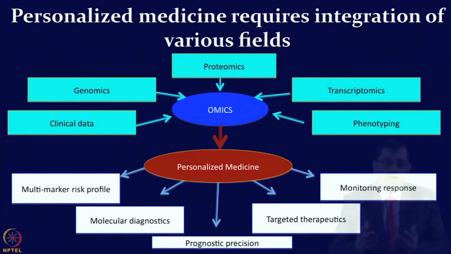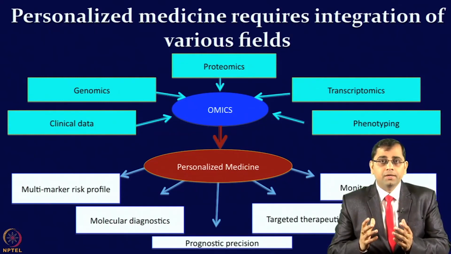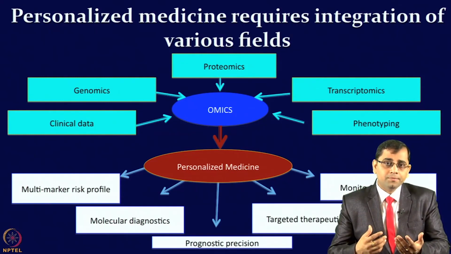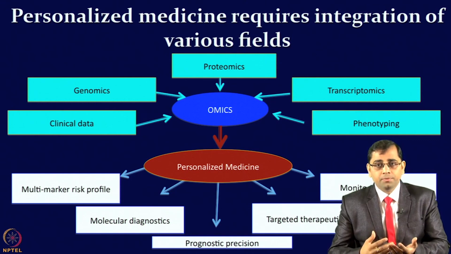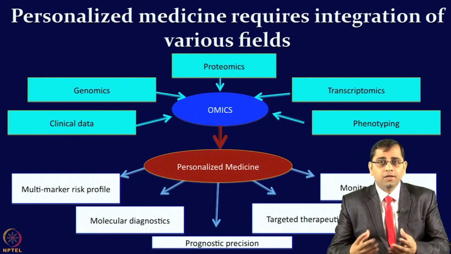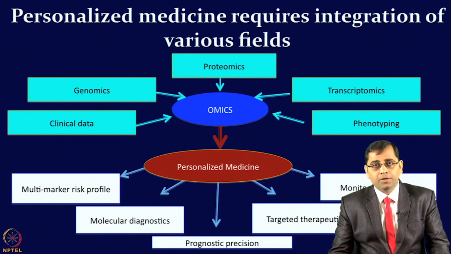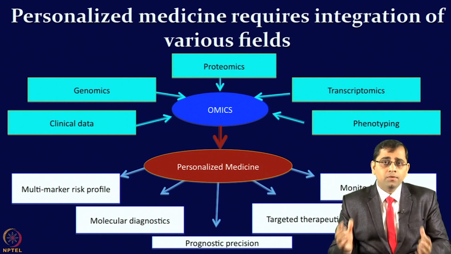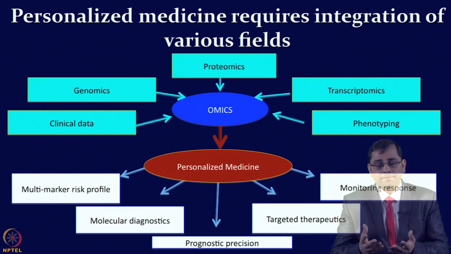For example, if we are trying to capture the actual physiological consequence, then we should look at the genome, the transcriptome, the proteome, as well as the clinical information and the phenotyping of these individuals. All of this comes under the field of omics.